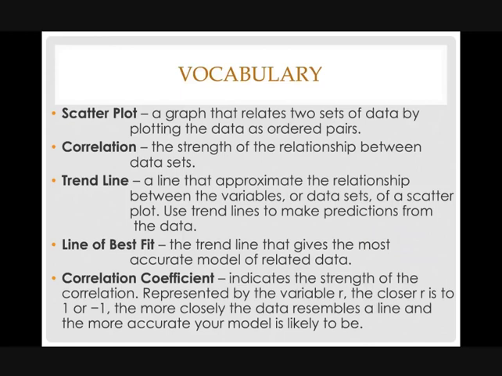And your correlation coefficient. It indicates the strength of the correlation. It's represented by the variable r. The closer r is to 1 or -1, the more closely the data resembles a line, and the more accurate your model is likely to be.